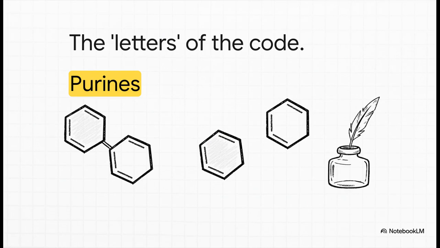So we've got our paper. Now we need the ink, and that's where the nitrogenous bases come in. These are the actual letters of the code, A, G, C, and T. And here's something cool. They come in 2 different sizes. You got the bigger ones, the purines, and the smaller ones, the pyrimidines. And trust me, that size difference is super important. We'll see why in a bit.